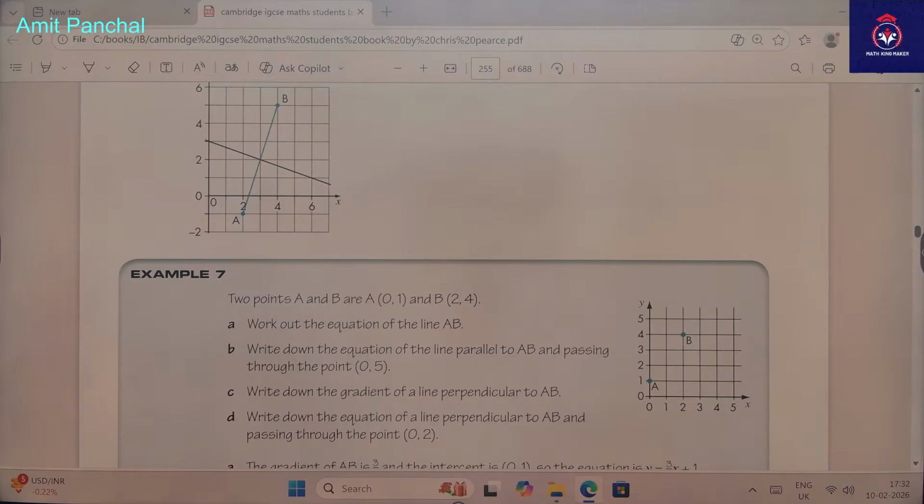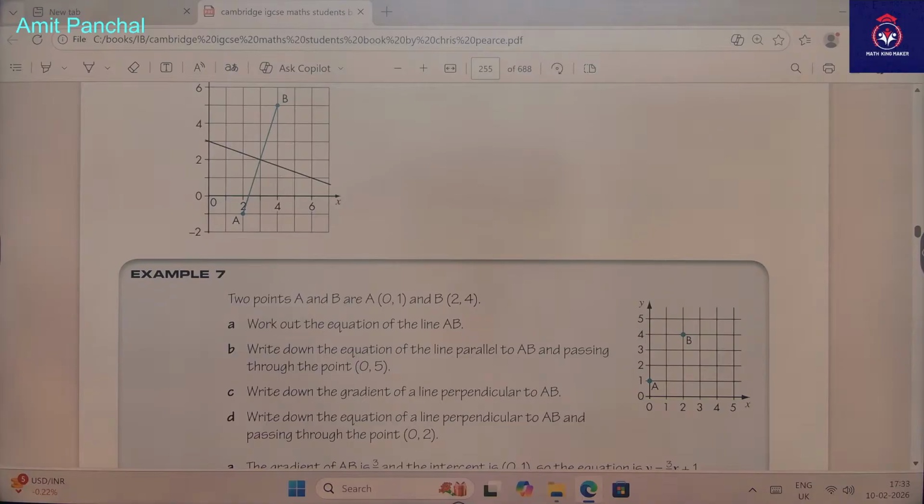So the gradient is 1.5. Okay. Yes, I got c as 5. So in y equals mx plus c, it is 1.5x plus 5. Yes, that will be the required equation.